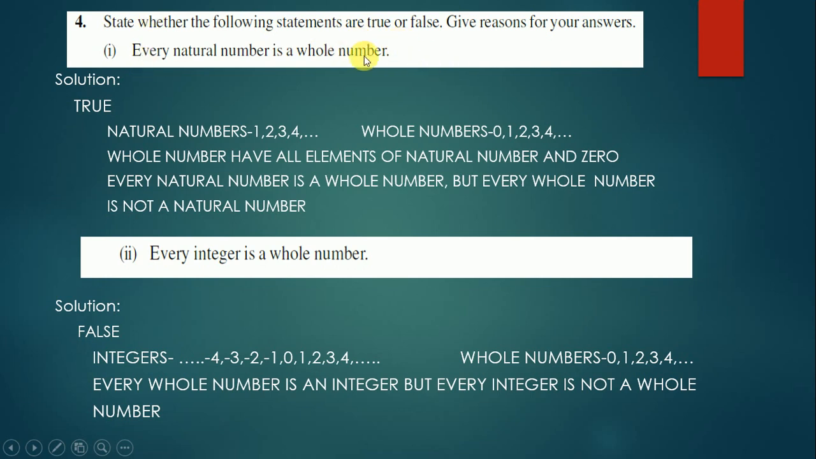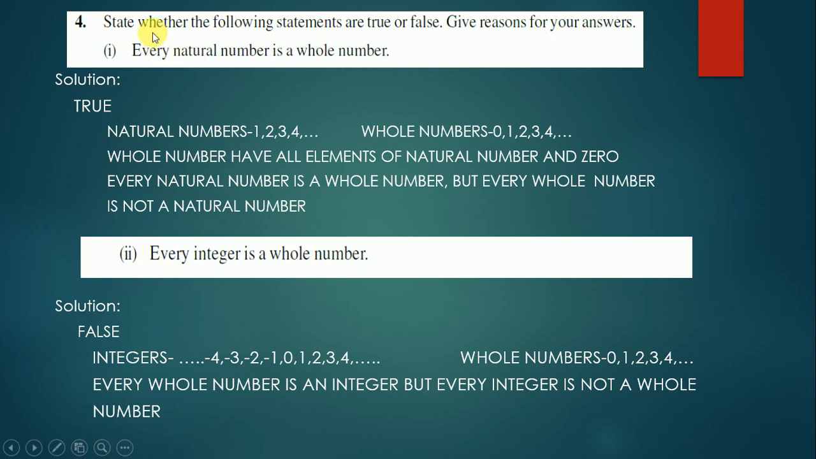But in the reverse case, think about the reverse case. If they are giving every whole number is a natural number, then what will you check? You will check, starting from 0, all the numbers belong here, but 0 does not belong here. So we can say that every whole number is not a natural number. Do you understand the trick?